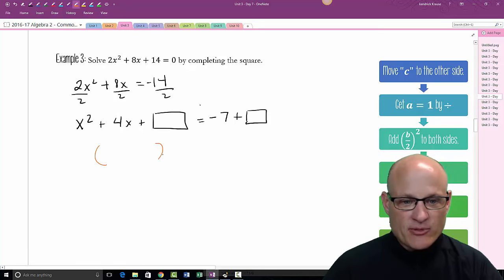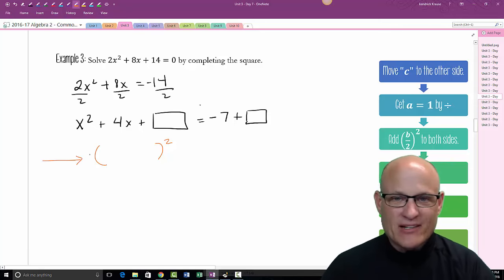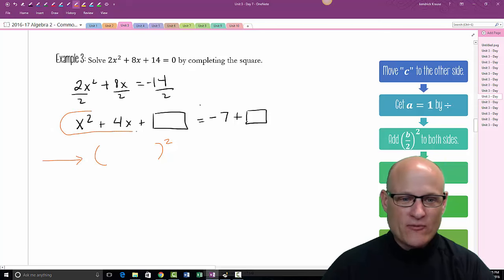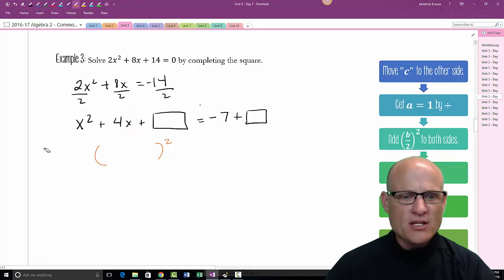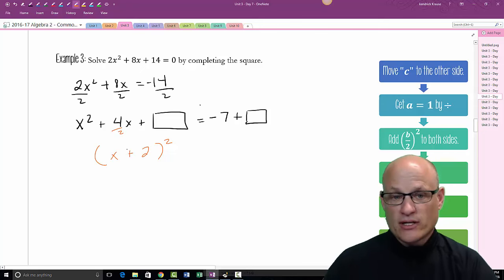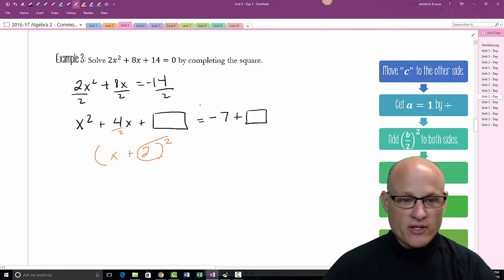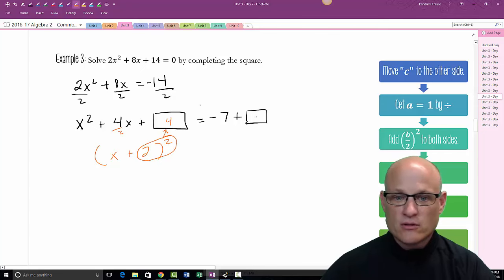Now I like to do these steps kind of all at one time. I know when I'm done, I'm going to have a binomial squared. I know it because that's what I'm creating. I'm creating a perfect square trinomial here. So I know when I factor it, it's going to be a binomial squared, whatever it is. So I like to do these things at the same exact time. So if I take half of this, I get 2, and that goes there. I square it, so this really goes right here, squared, 4. So what is negative 7 plus 4? That's negative 3.